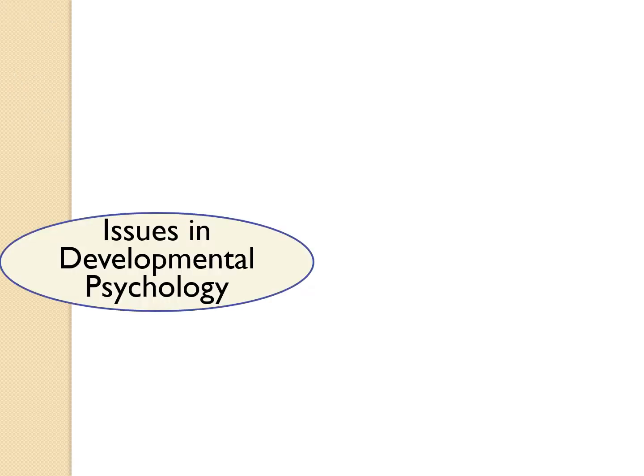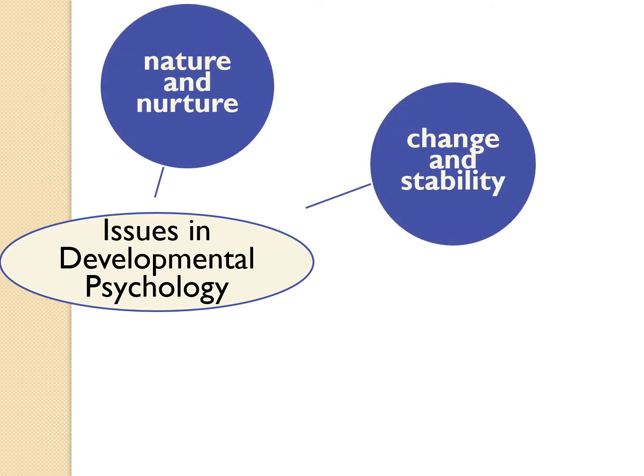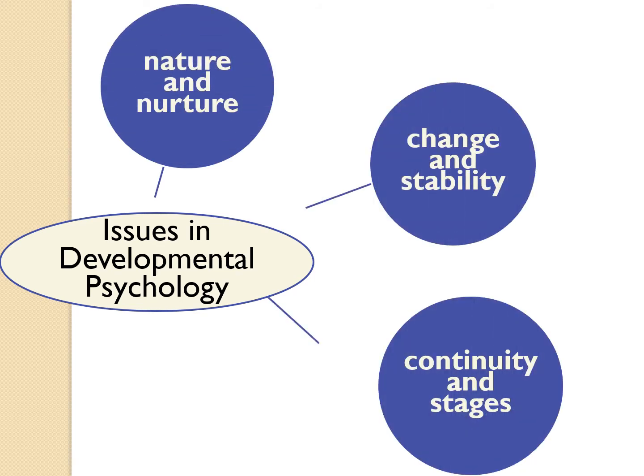Now, there are issues in developmental psychology that we're going to go over. The three main issues have to do with nature versus nurture, change and stability or the ability to stay the same, continuity, which means it's continuous over time, or stages. What you need to know is nature, which is genetics, goes with stages and goes with change. Nurture goes with stability and goes with continuity.